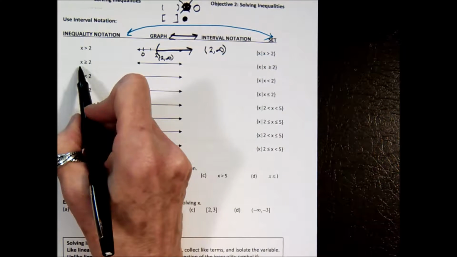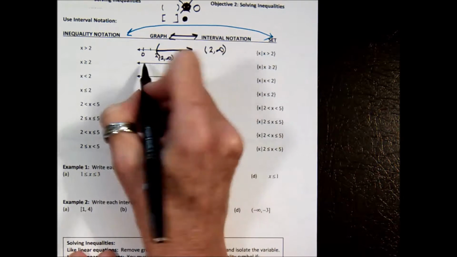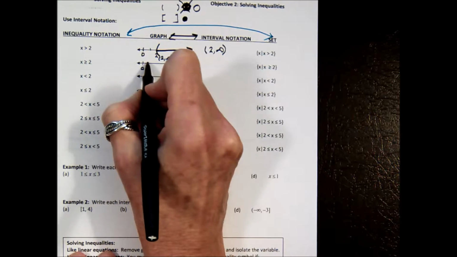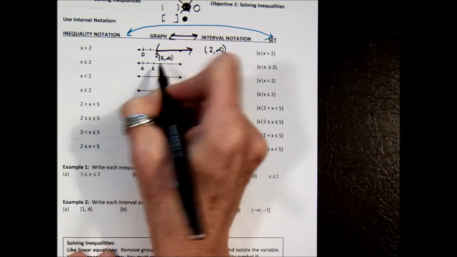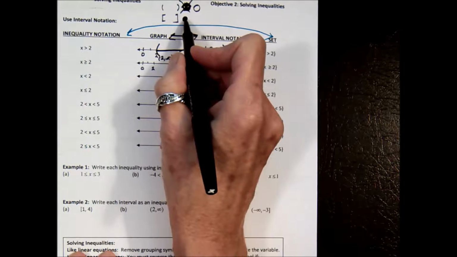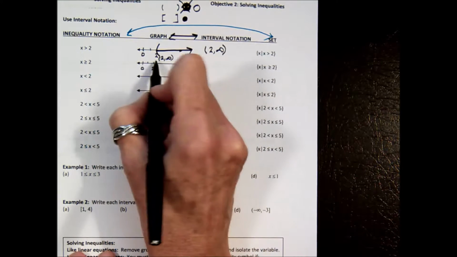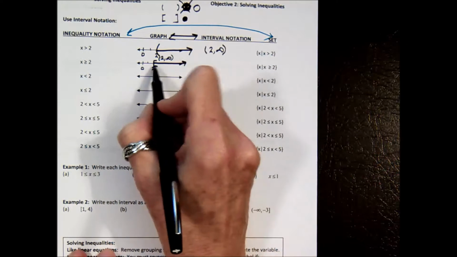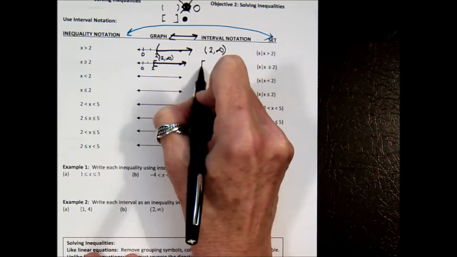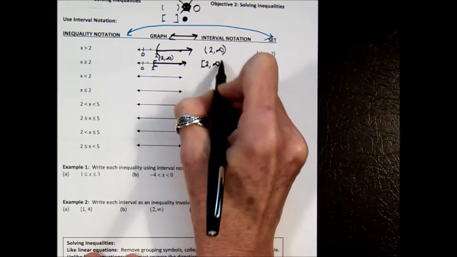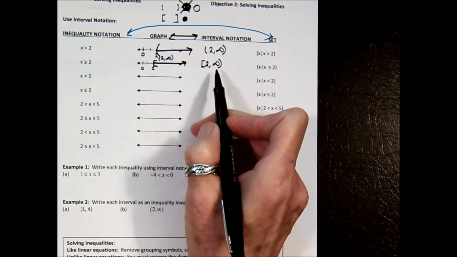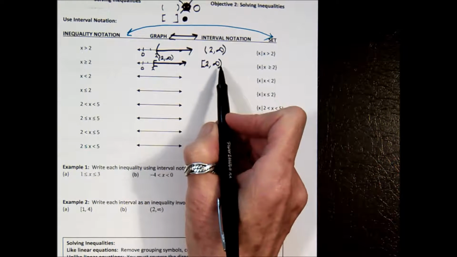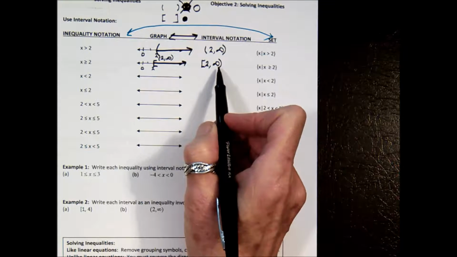Now what if it was x is greater than or equal to 2? We still have 0 as our reference point. 2 is still our key number, but now we would need the closed circle, so the bracket, and then it goes this direction. Remember, my interval notation looks just like this. Includes 2, goes to infinity, but it's closed with a parenthesis. So you can have a bracket and a parenthesis together. I know that's weird looking, but you can.